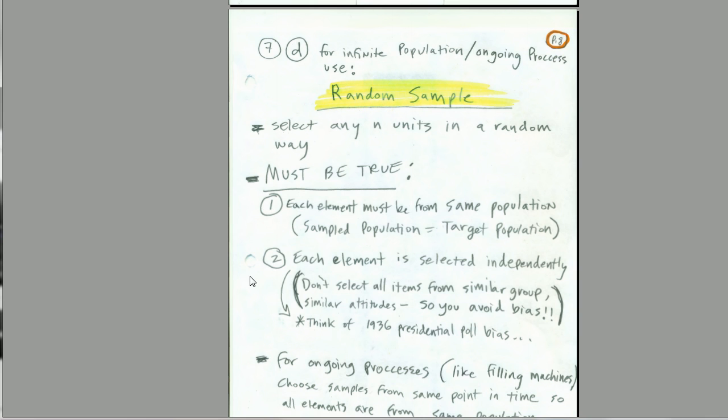The second thing that must be true is each element is selected independently. This is so we don't have bias. We don't want to select all the items from a similar group, similar attitudes. Now, if you imagine you were polling people walking into a restaurant, well, if you only ask people of a certain age group because you felt comfortable talking to them, that would mean you are not selecting sample elements independently. There is a bias. So both of these things have to be true when you do a random sample.